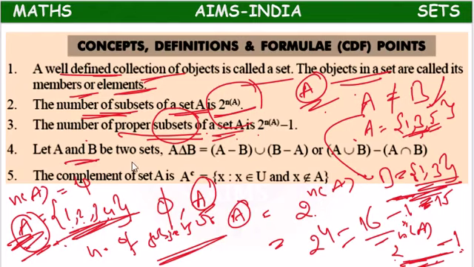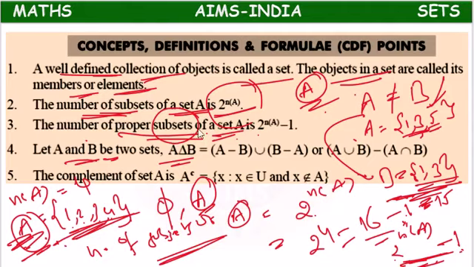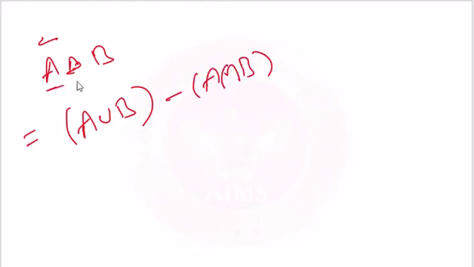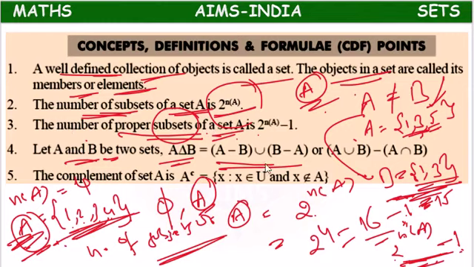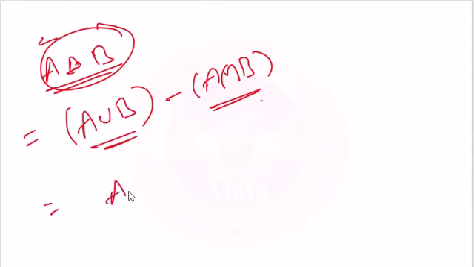Next, if A and B are two sets, then we have a formula for A delta B. A delta B equals A minus B union B minus A. A delta B also equals A union B minus A intersection B. This is the formula for A delta B. It means the difference of union and intersection is considered as A delta B, or A minus B union B minus A.